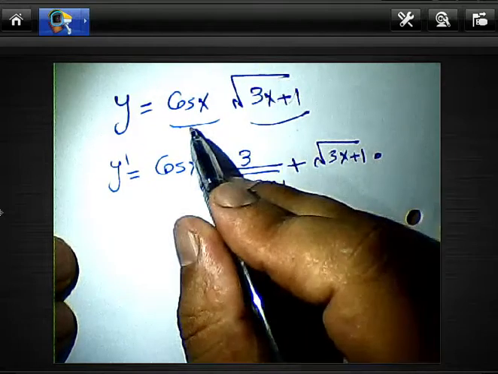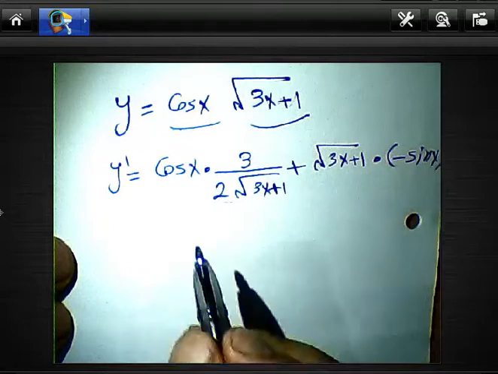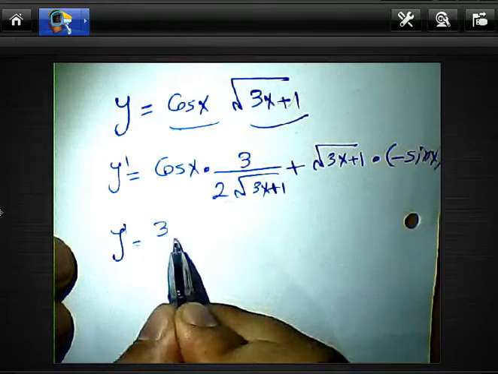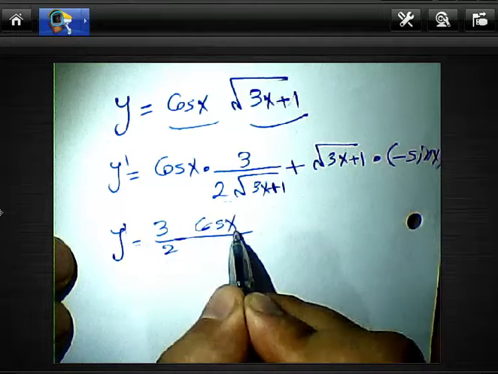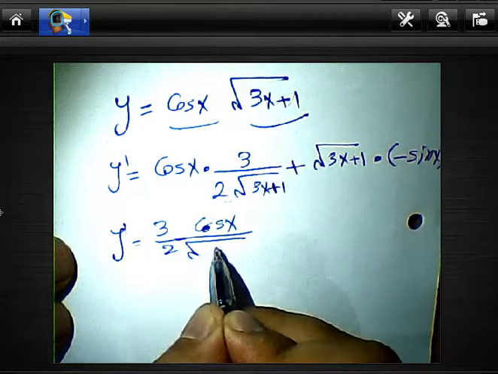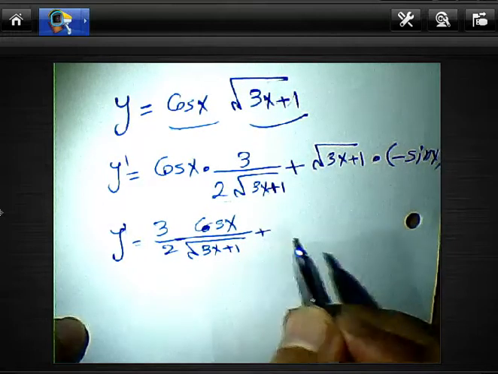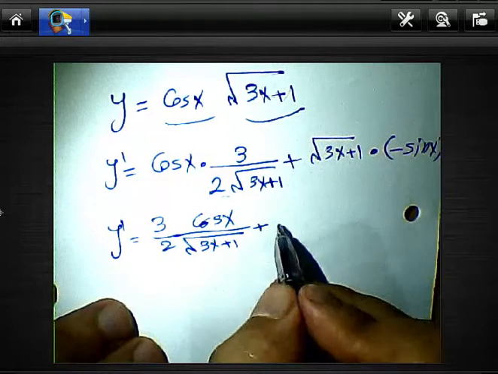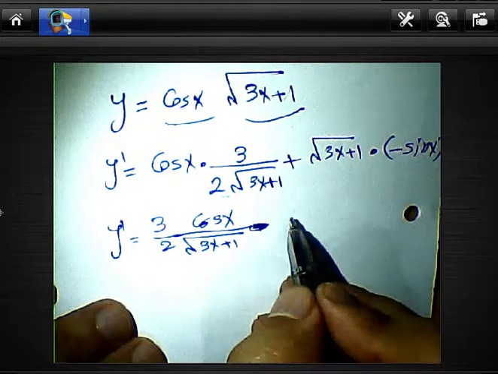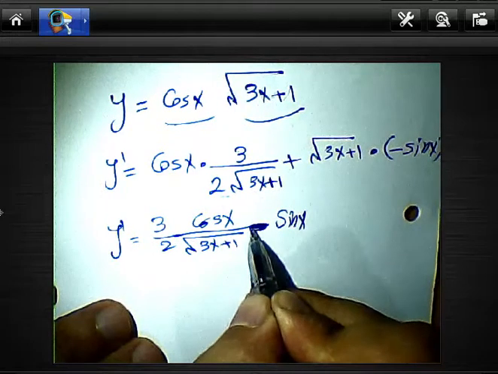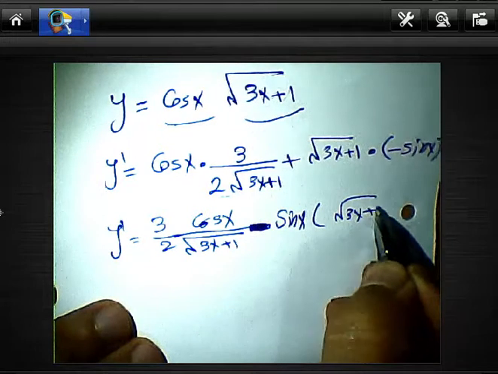multiplied by the derivative of the first, which will be negative sine x, and then the result will be 3 over 2. We can write outside here its coefficient, cosine x over the square root of 3x plus 1, plus we can write negative sine x here. We can write it negative because negative multiplied by positive equals negative. Negative sine x multiplied by the square root of 3x plus 1.